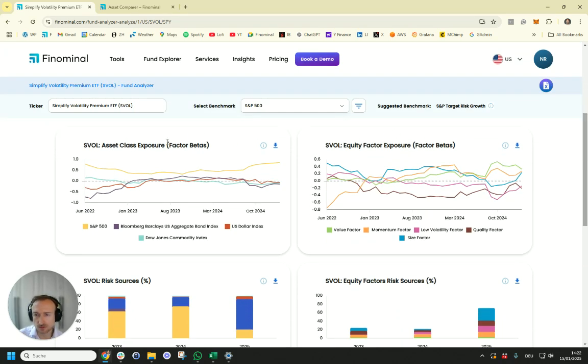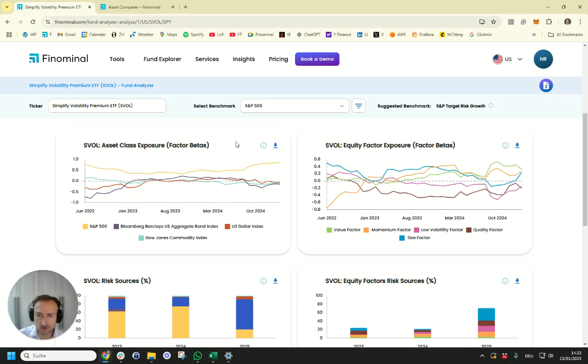Here we see the factor beta to the major asset classes. We see that the core driver is effectively equities, where we take the S&P 500 as the market. You can see that the exposure to bonds, the US dollar, or commodities is pretty much flat, as expected for an equity product. But what's interesting is that the exposure to equities also varied across time. The beta ranged from 0.8 to 0.3 at its low point, and currently is actually at a record high level.